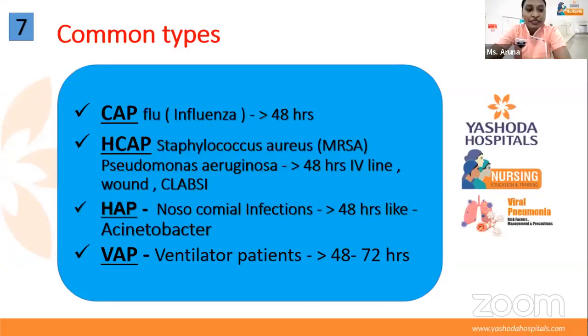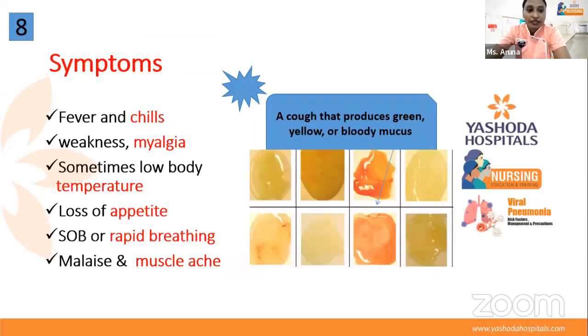So coming to the common types, here we can see a few: community acquired pneumonia, influenza, healthcare associated pneumonia, which is MRSA, hospital acquired pneumonia, also known as nosocomial infection, and ventilator associated pneumonia in ventilator patients. Coming to the symptoms, the common symptoms are fever and chills, weakness, myalgia, sometimes low body temperature, loss of appetite, SOB or rapid breathing, malaise and muscle ache. A typical symptom is a cough producing green, yellow or bloody mucus.